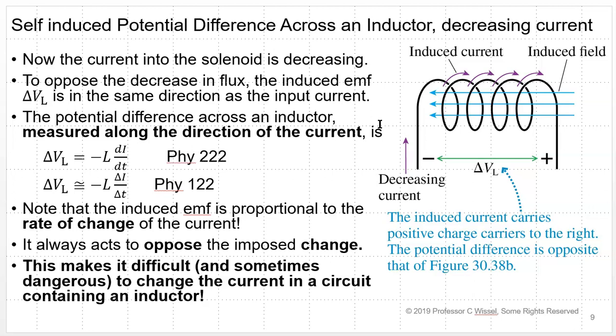The potential difference across the inductor measured along the direction of the current is delta VL equals minus L dI/dt, that's for calculus-based people. Or if you're an algebra-based student, it is delta VL approximately equal to minus L times the time rate of change of the current. Note that the induced EMF is proportional to the rate of change of the current. It always acts to oppose the imposed change. This makes it difficult and sometimes dangerous to change the current in a circuit containing an inductor, because the faster you try to change it, the worse the situation gets, because it fights change, and it really fights fast change.